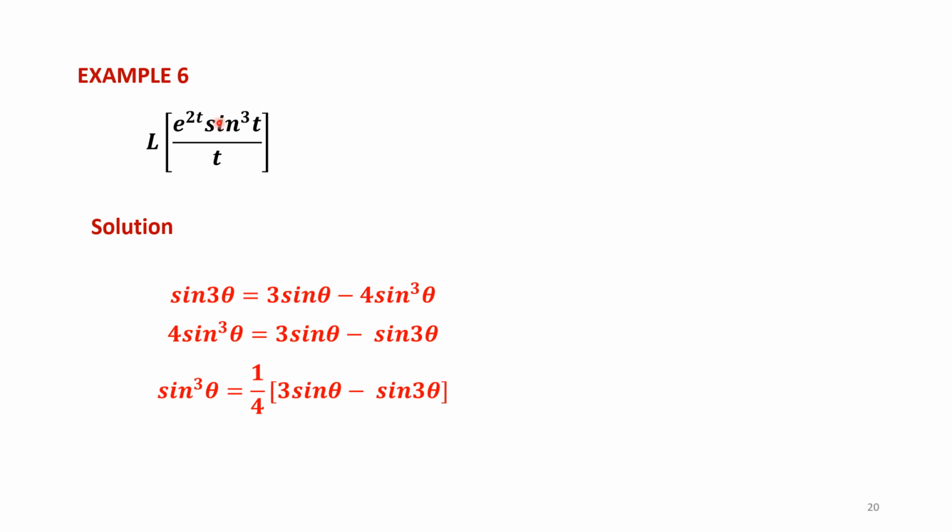First we have to calculate sine cube t. To calculate sine cube t, we have to use the formula for sine 3t. Sine 3 theta is 3 sine theta minus 4 sine cube theta. From here, if we calculate sine cube theta, I can write 1 by 4, 3 sine theta minus sine 3 theta. So sine cube t will become 1 by 4, 3 sine t minus sine 3t.